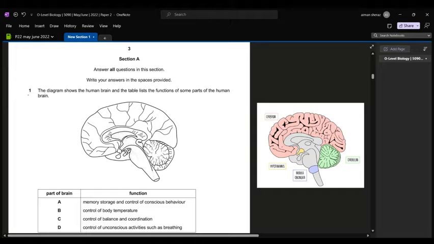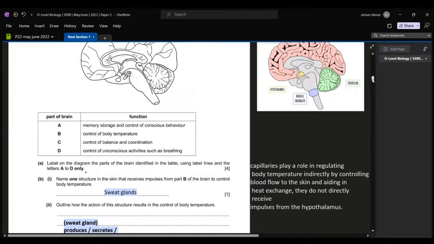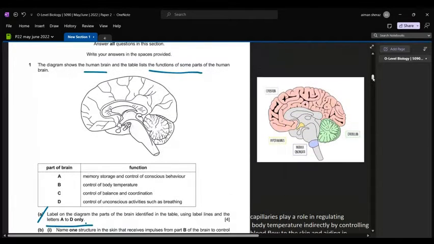Question number one. The diagram shows the human brain and the table lists the functions of some parts of the human brain. So you've been given the diagram of the human brain and then you have the functions according to the parts. So part A, label on the diagram the parts of the brain identified in the table using label lines in the letters A to D only. So by A to D, you have to label the parts of the brain by seeing their function.